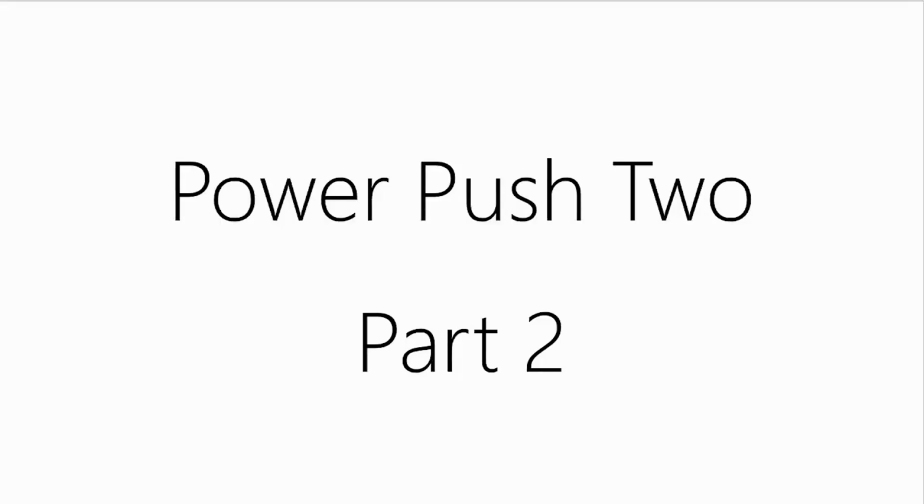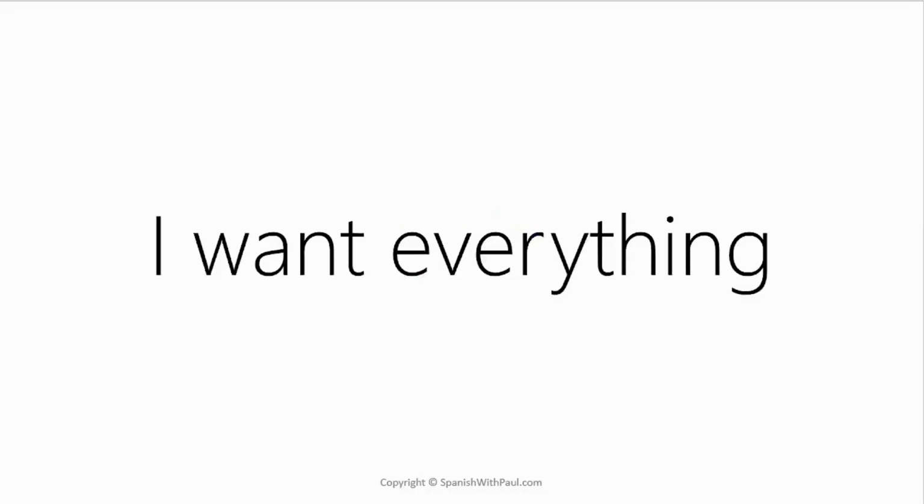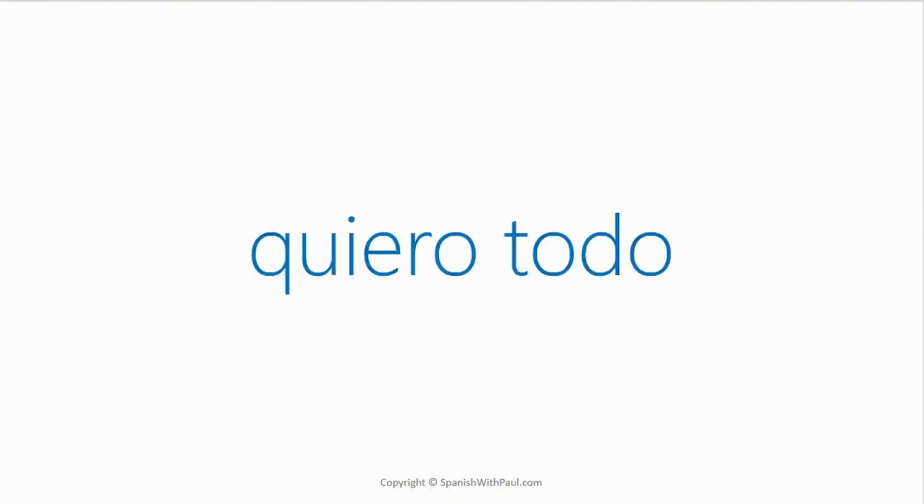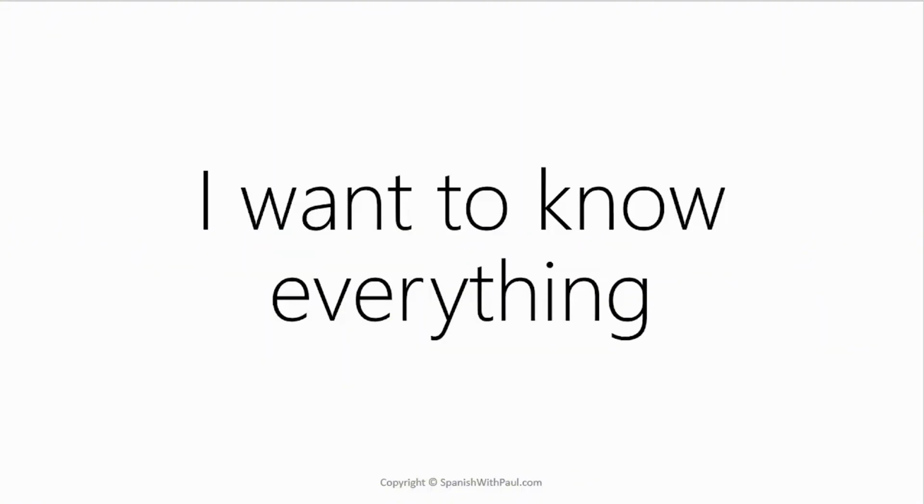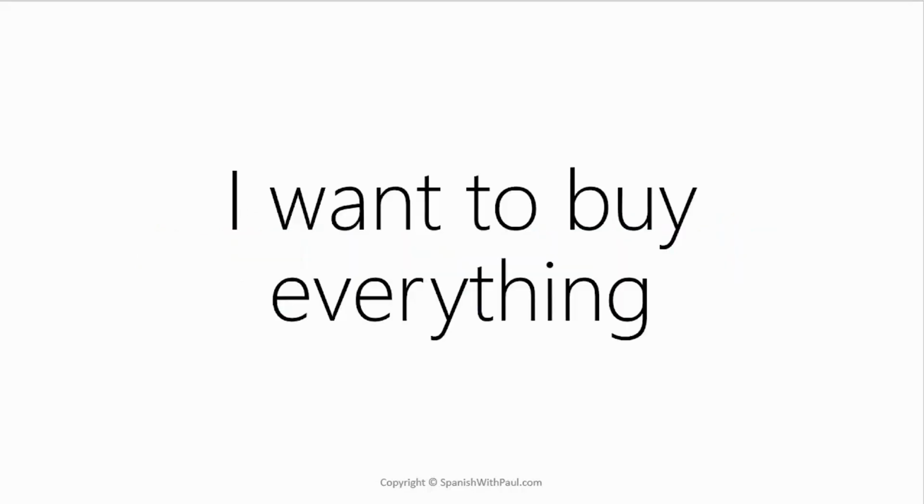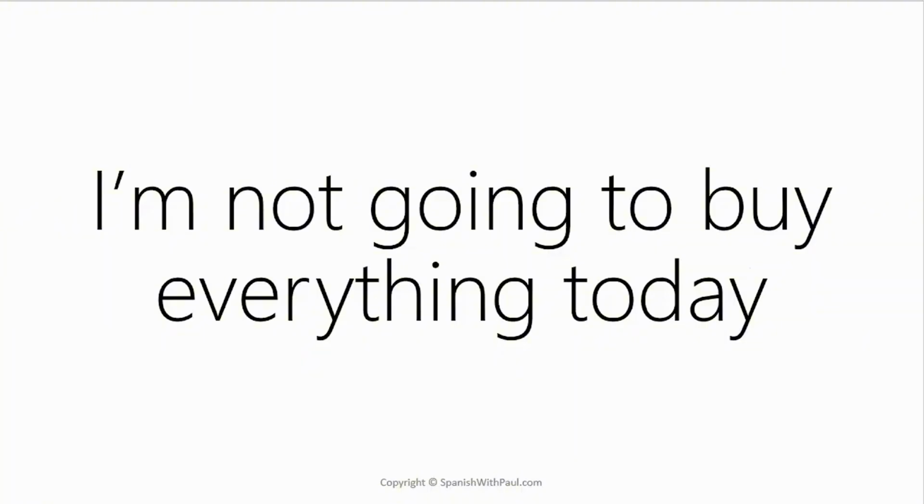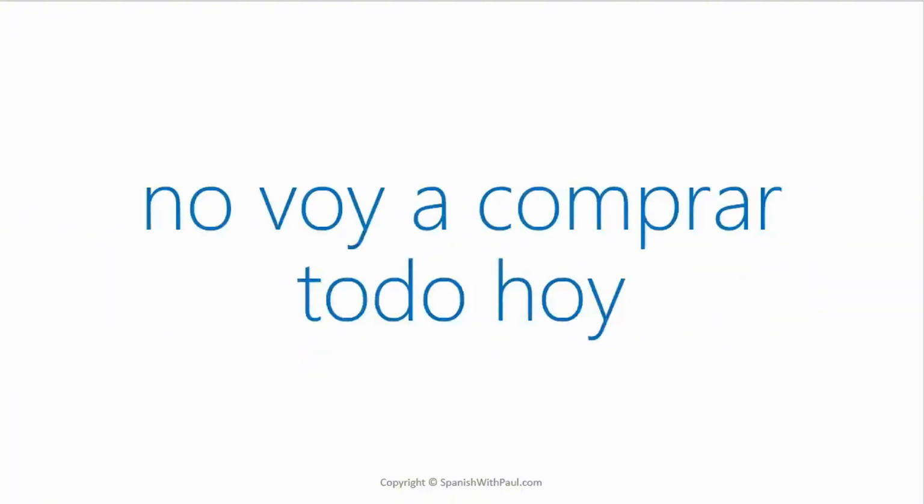Welcome to part 2. The word for everything and the word for all is the same in Spanish. It's todo. So it doesn't matter if it's everything, all, or even it all. It's all covered with todo. How would you say, I want everything? Quiero todo. I want to know everything. Quiero saber todo. I want to buy everything. Quiero comprar todo. I'm not going to buy everything today. No voy a comprar todo hoy.